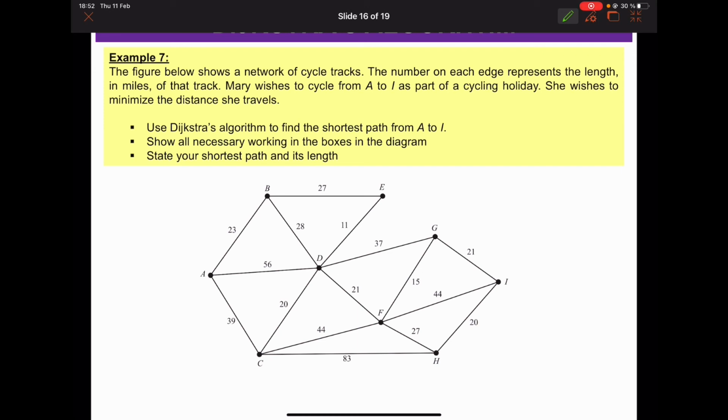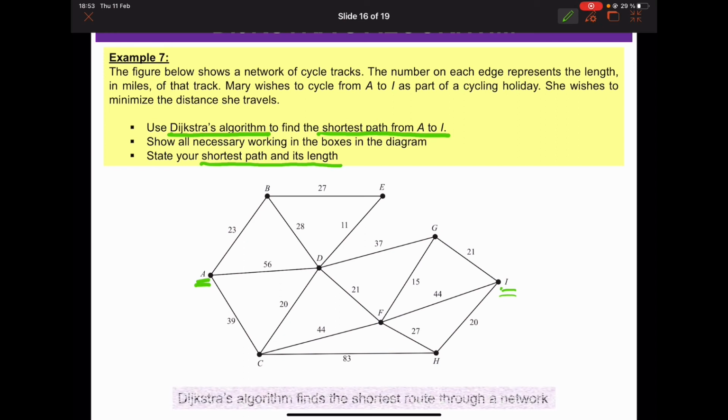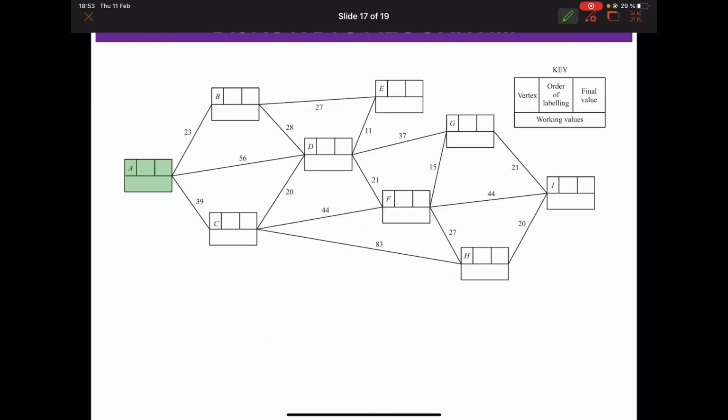Okay, so we have the network given here. We are asked to use the Dijkstra algorithm to find the shortest path from A to I. So A is here and the I is here. State your shortest path and its length, okay? And it's absolutely necessary to show your working in the boxes, because this is what they are actually checking when they are looking at your problem, at your solution, I mean. So let's look at the label.